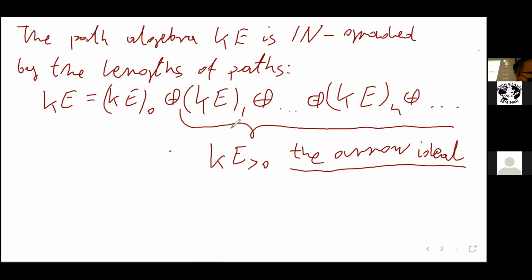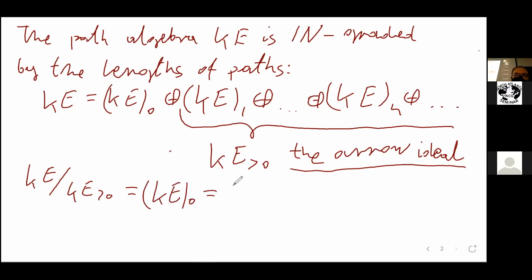Okay, so, well, also clearly you can see that if you take KE and divide it by the arrow ideal, you'll just get the commutative part, KE0 of all finitely supported functions from the set of vertices to a base field K. All right.